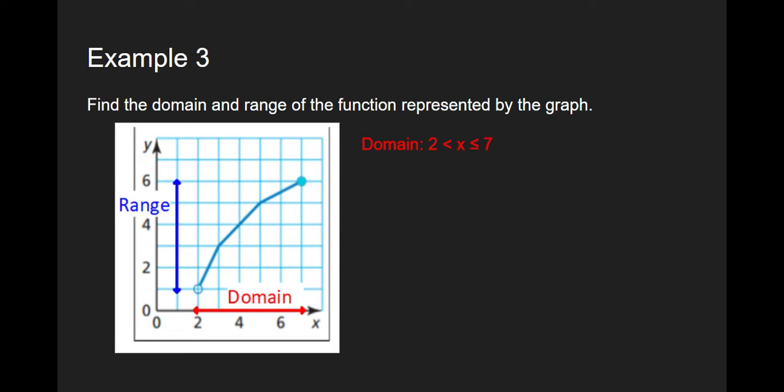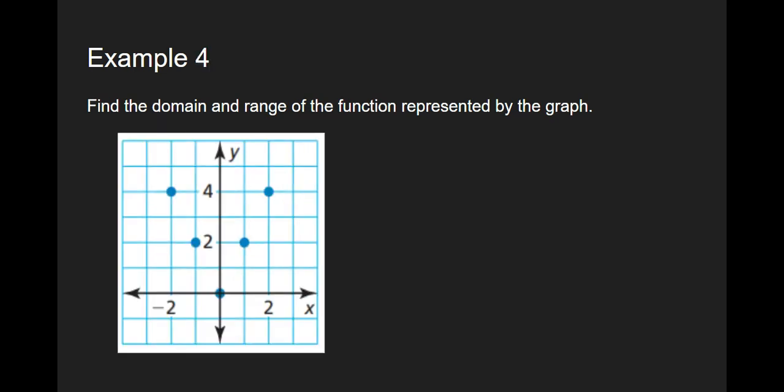My smallest y value for my range is 1. Again, there's an open dot there, so I have to use just the less than sign. My greatest y value is a 6, and there's a closed dot there, so I can use the less than or equal to sign. And y is anywhere in between that 1 and 6.